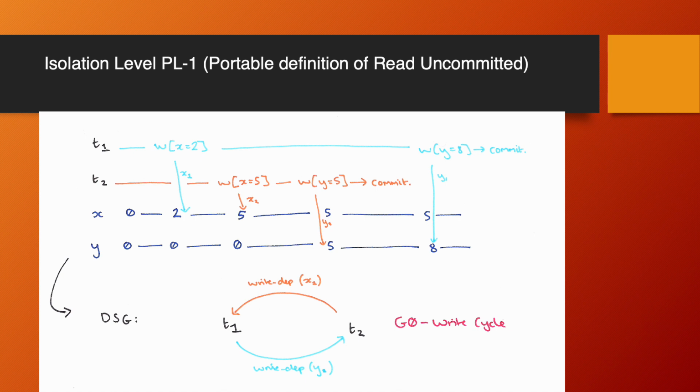So here is isolation level PL1, the portable definition of read uncommitted. A write cycle is phenomenon G0. A history exhibits a write cycle if its direct serialization graph, that is DSG in short, contains a cycle that consists entirely of write dependency edges. Note that this definition neatly encompasses write cycles with more than two objects involved.